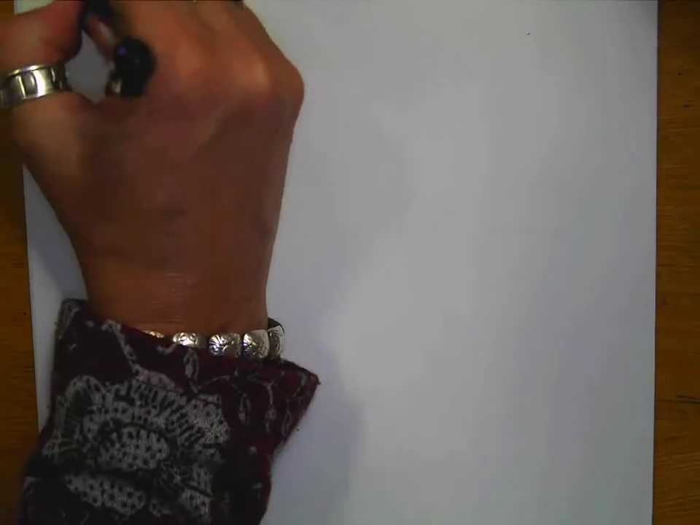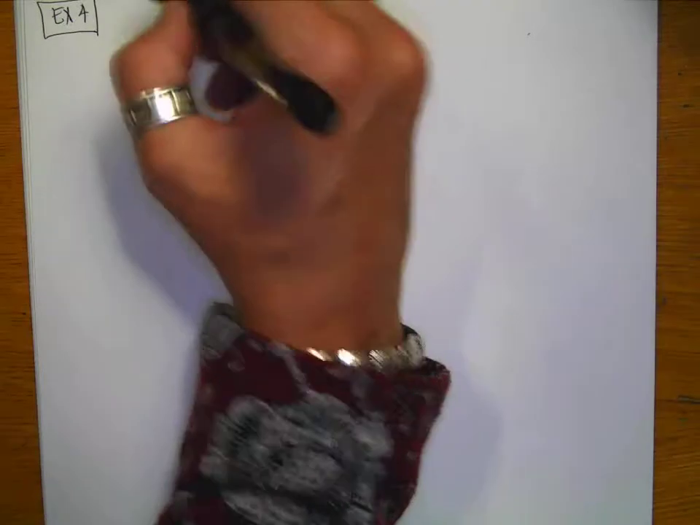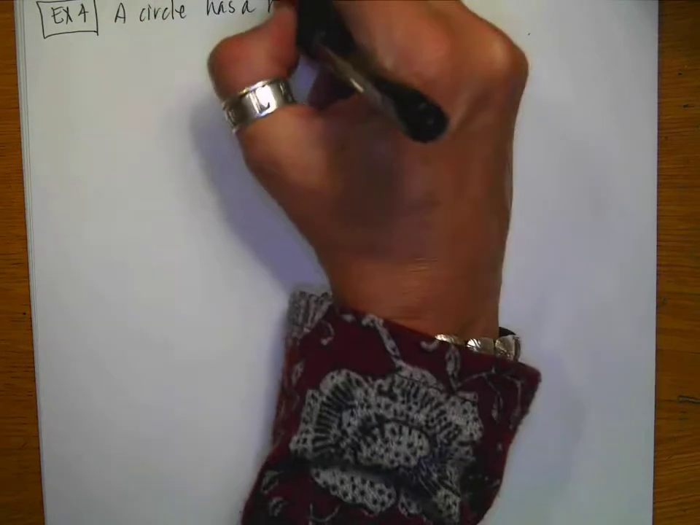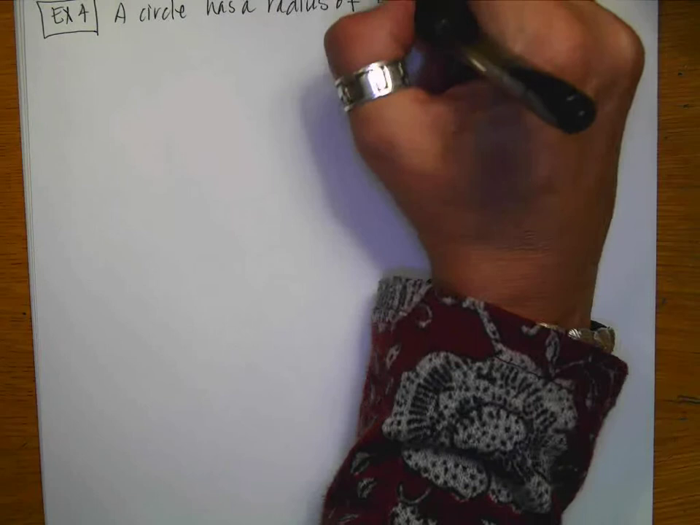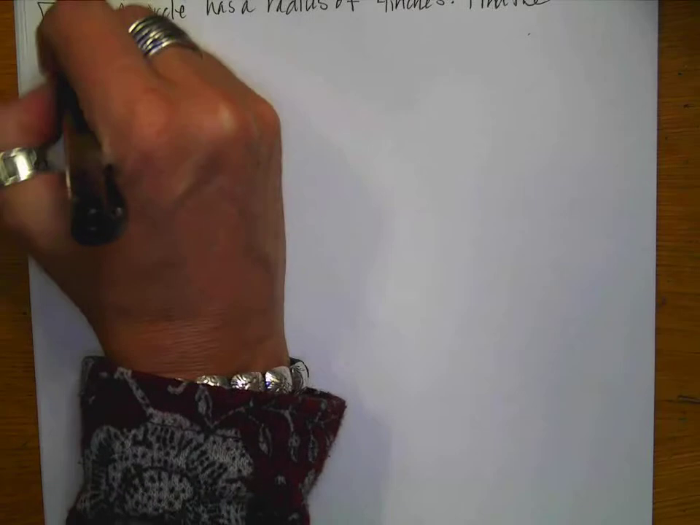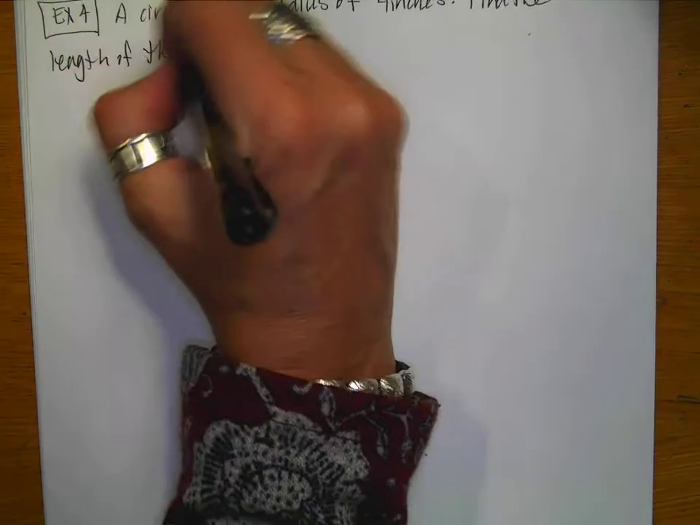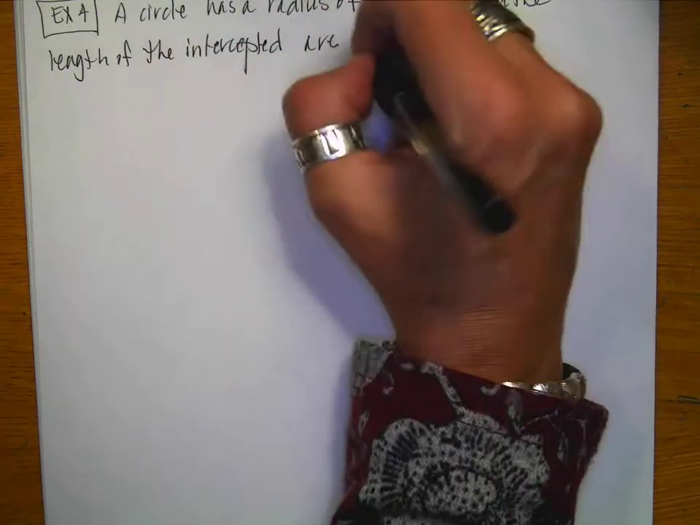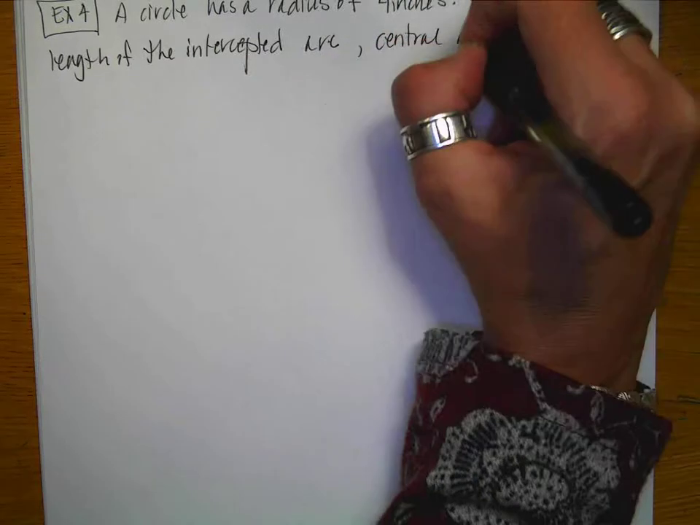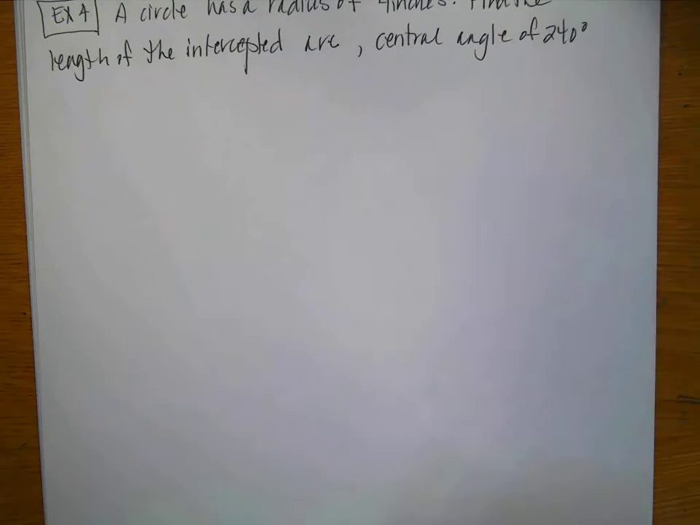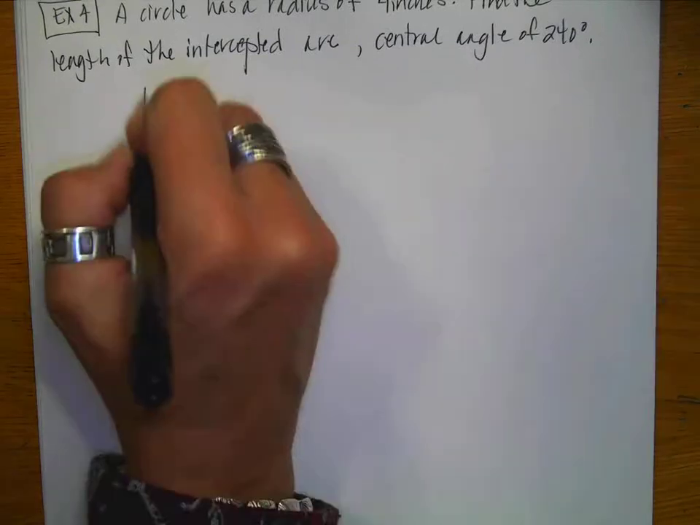All right, I have 2 more examples and then we are done. So for example number 4, and lucky dogs, because the last time I made this video it was 50 minutes long. A circle has a radius of 4 inches. Find the length of the intercepted arc, and it has a central angle of 240 degrees. All right, so there's our problem.